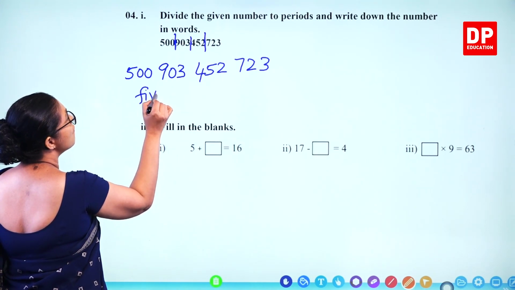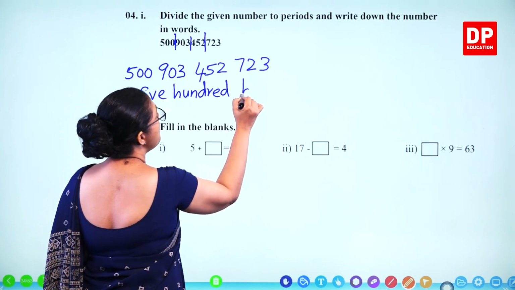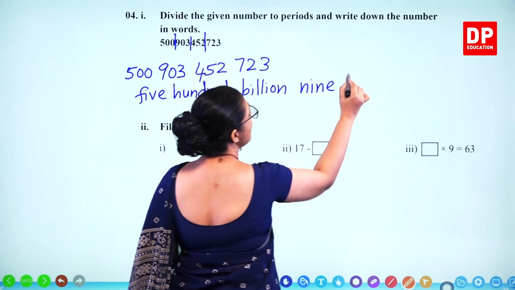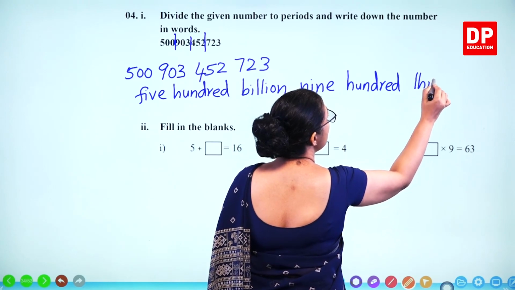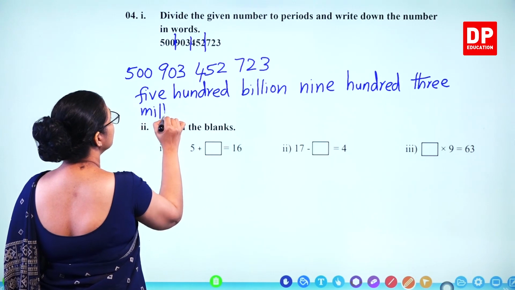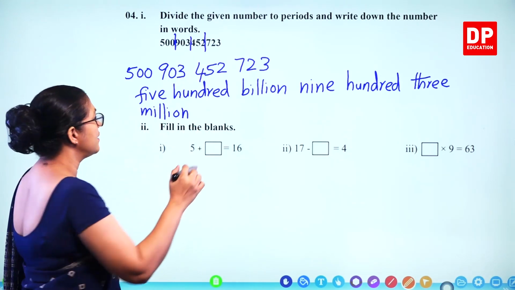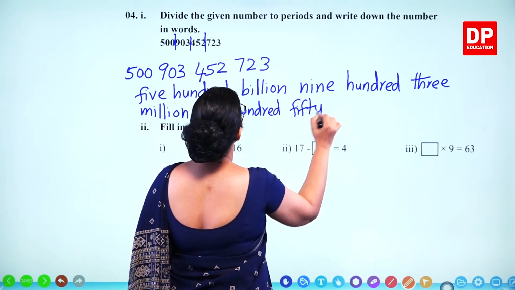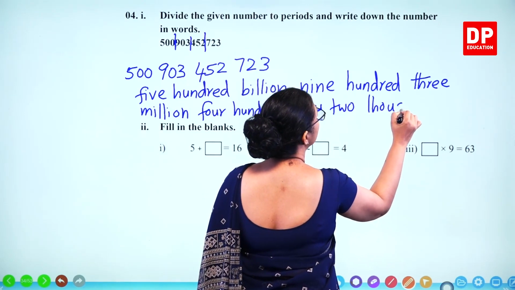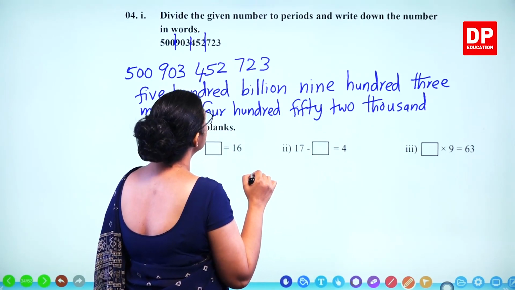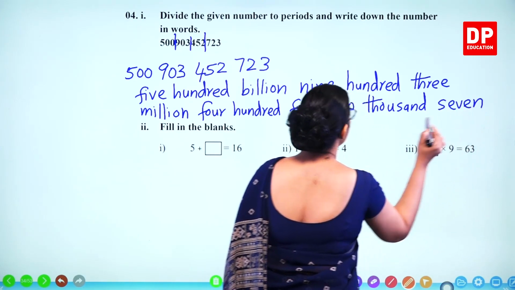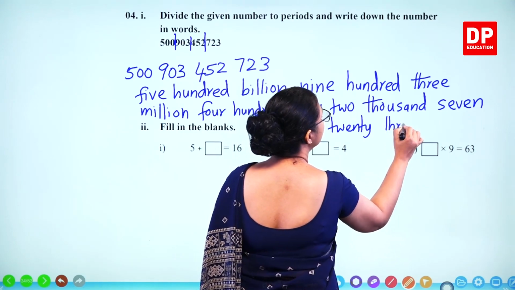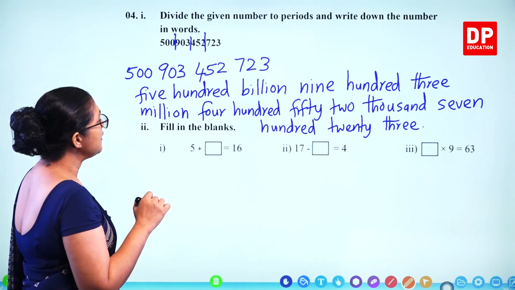500 billion, 903 million, then 452,000, then 723 is the given number. Then fill in the blanks.